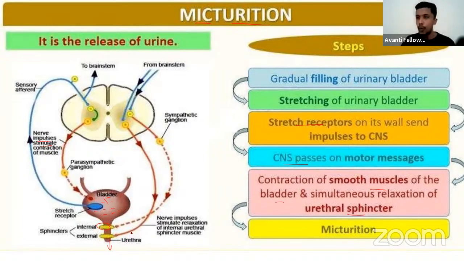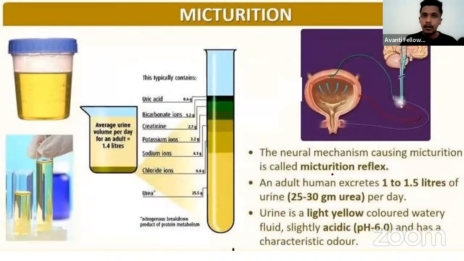That is when you can postpone whether you need to micturate or not. Okay, fine. So as we micturate, because of the micturition reflex, that will lead to elimination of urine. Around 1.1 to 1.5 liters of urine is excreted by an average human per day.